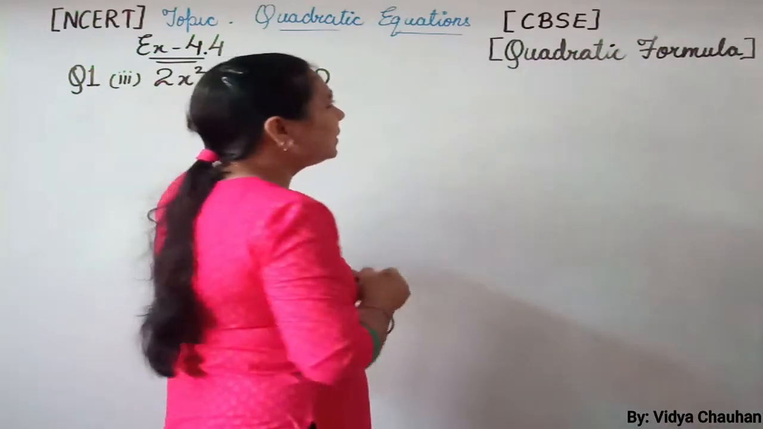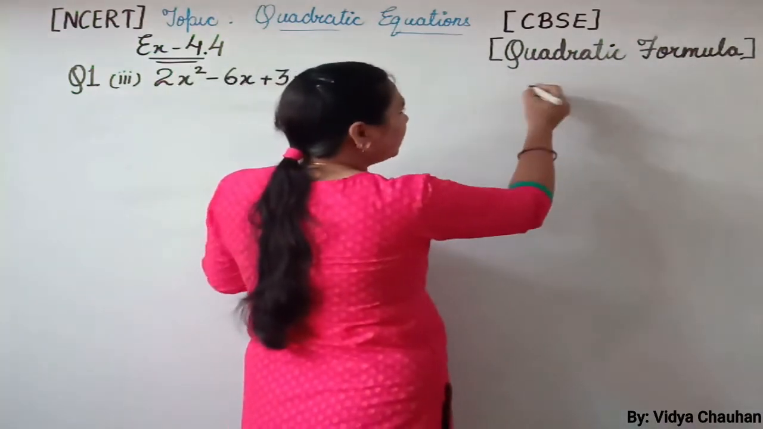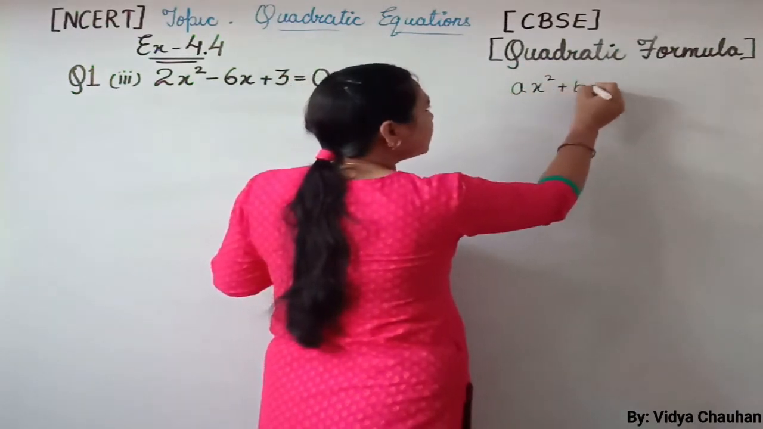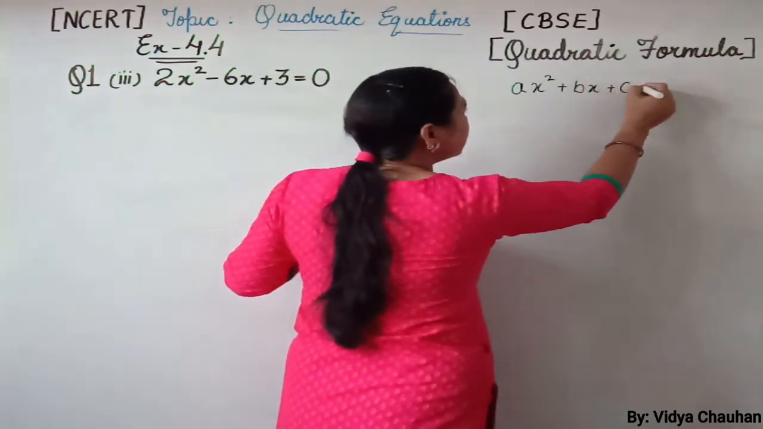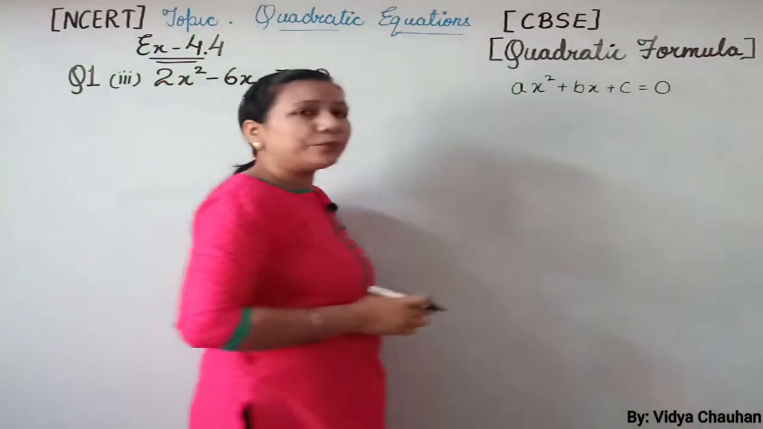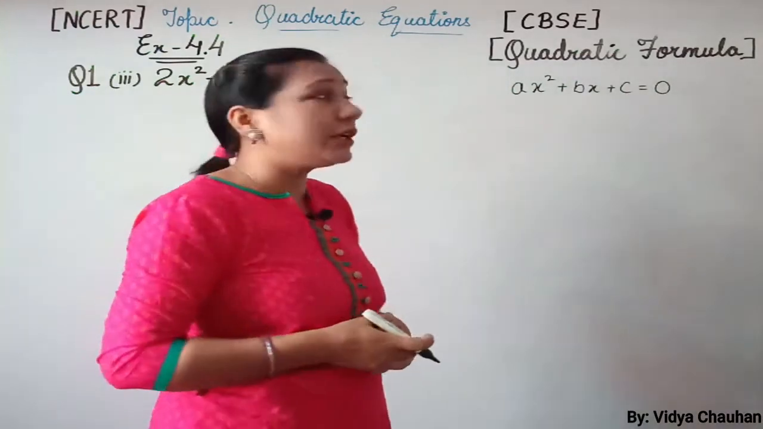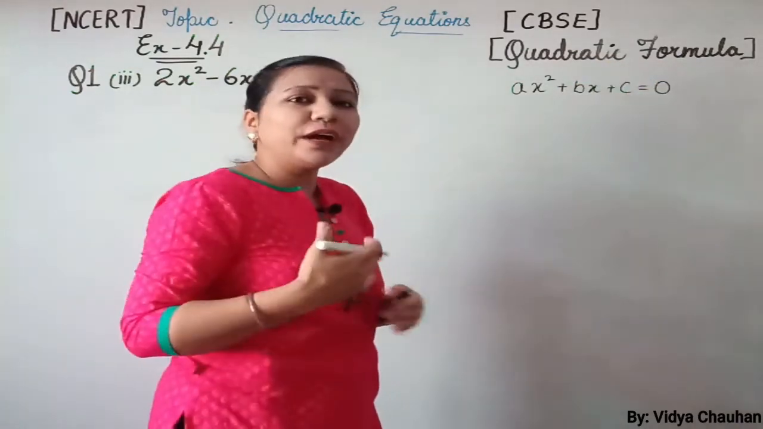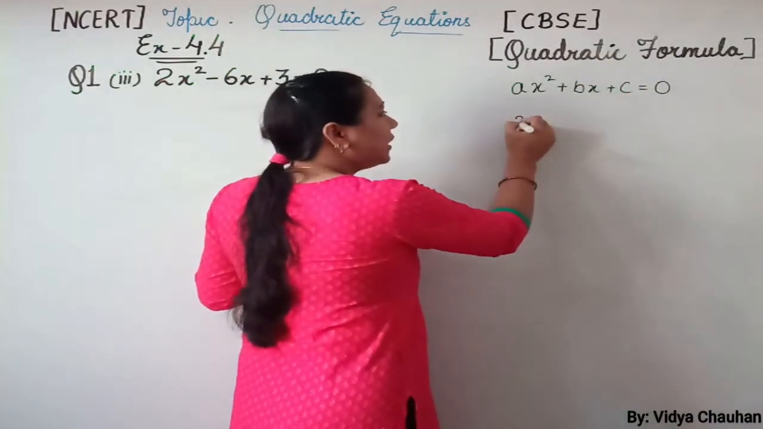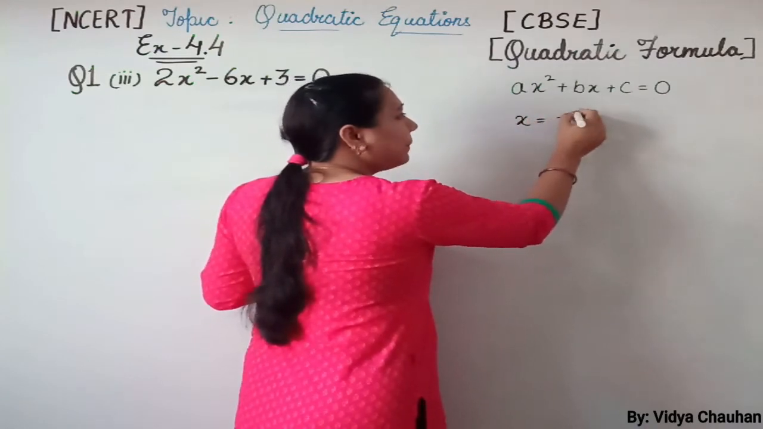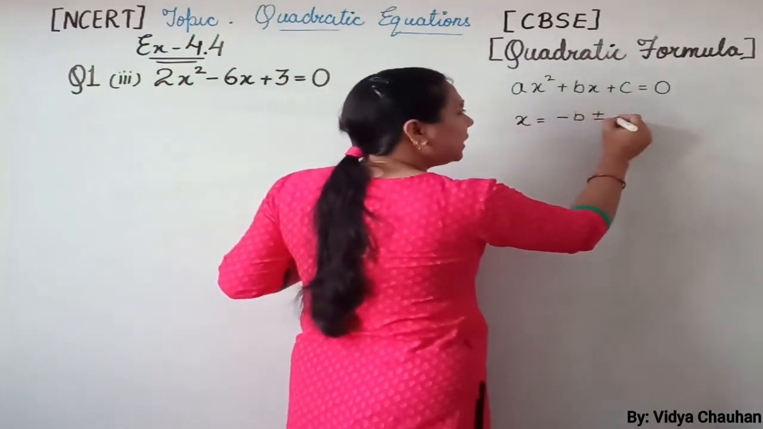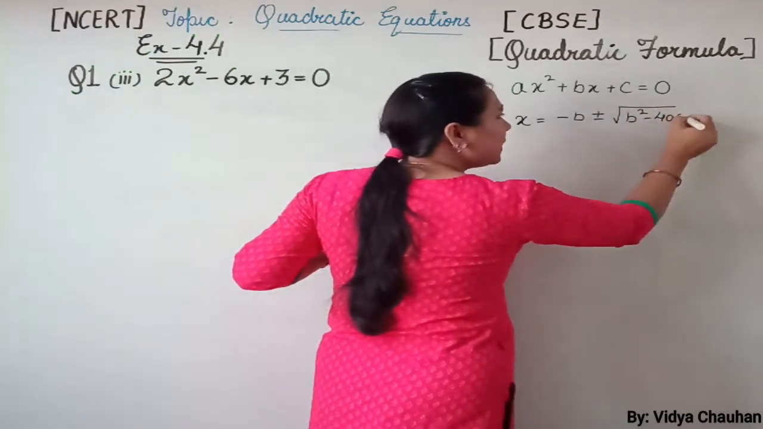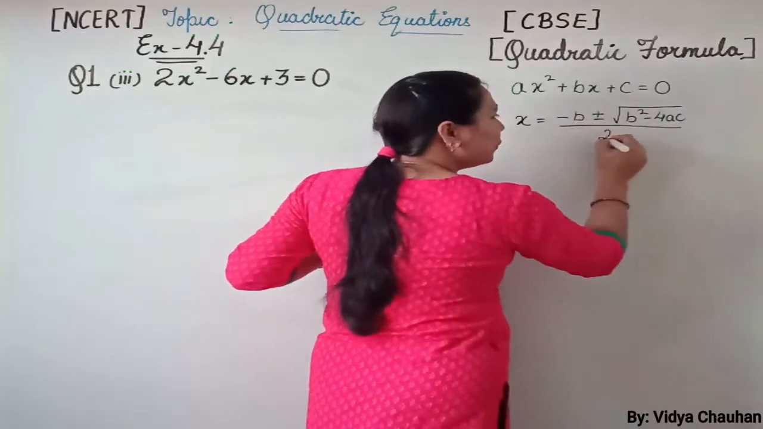So very first, what is given in this quadratic method basically? Suppose our standard form of equation is ax square plus bx plus c equals to 0. So this is our standard form of a quadratic equation. Now, according to this quadratic formula, the formula to find the roots is x is equals to minus b plus minus square root of b square minus 4ac upon 2a.